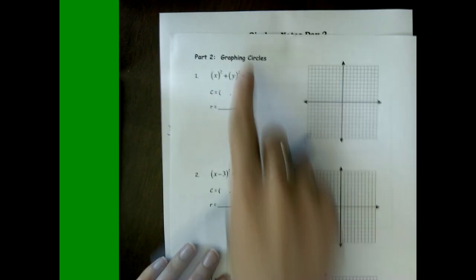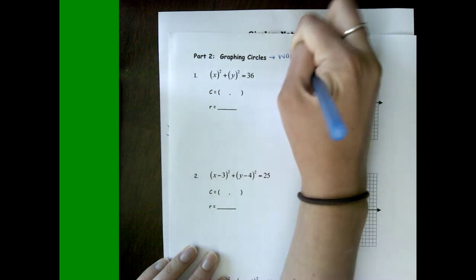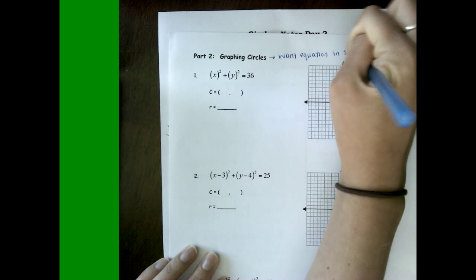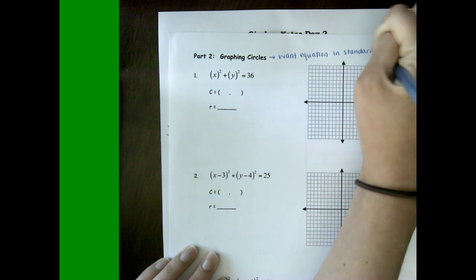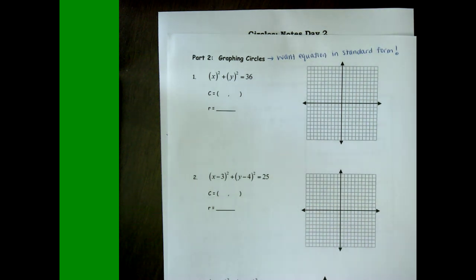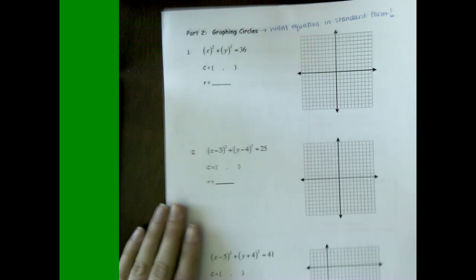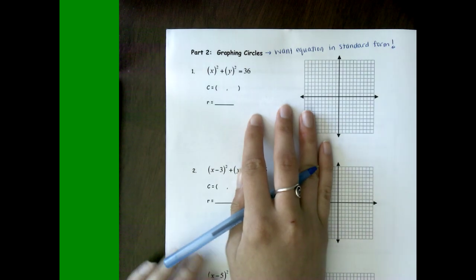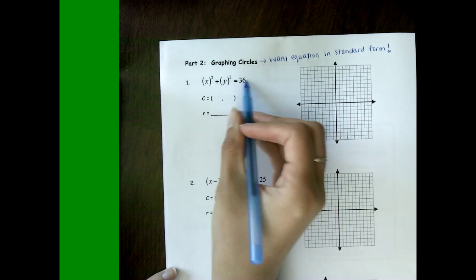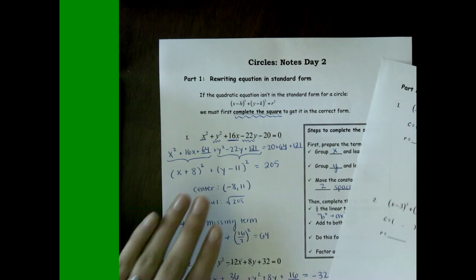So when you graph, you want the equation in standard form. Okay, so if it's not already in standard form, you get it in standard form by doing what we did here. Okay, so how do we do it? We are going to first identify the center and the radius, just like we did on this page right here.